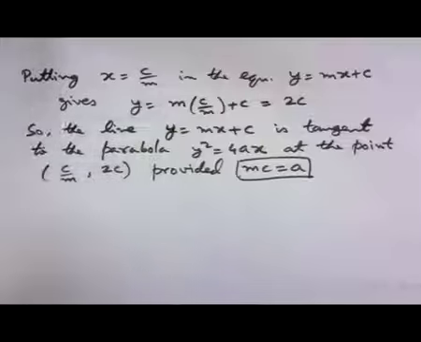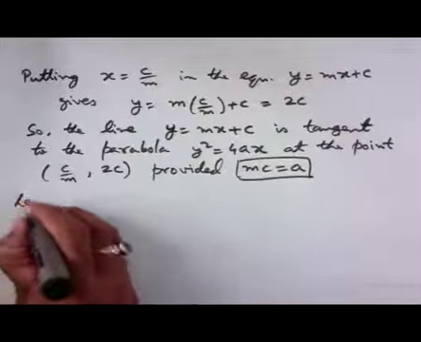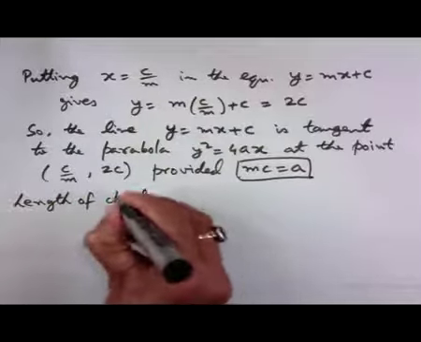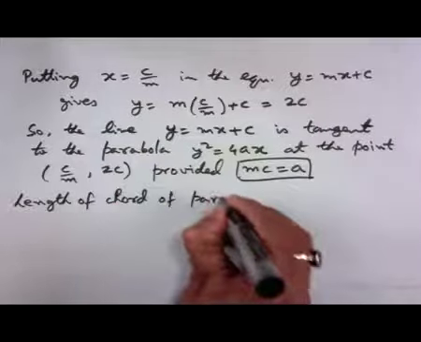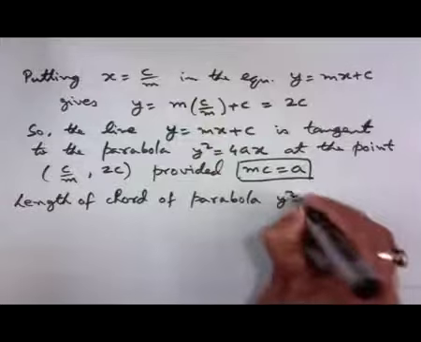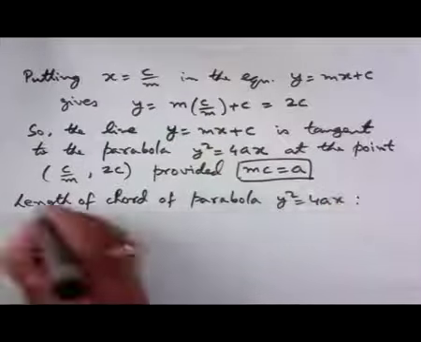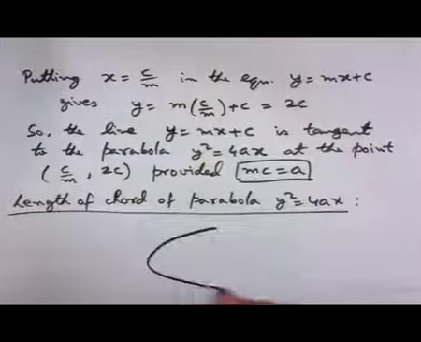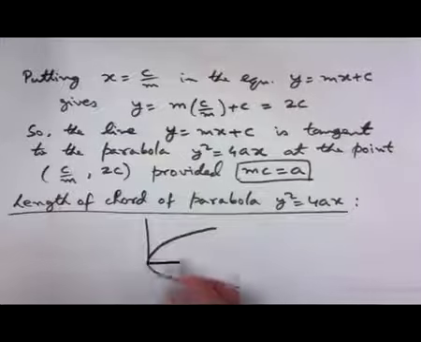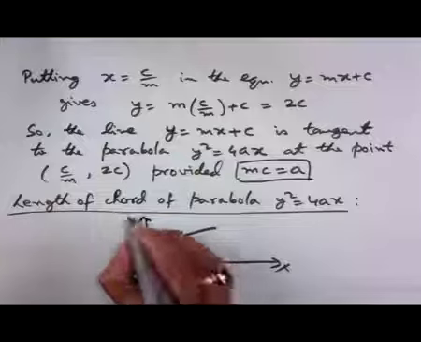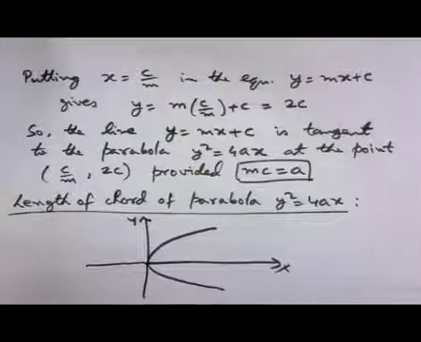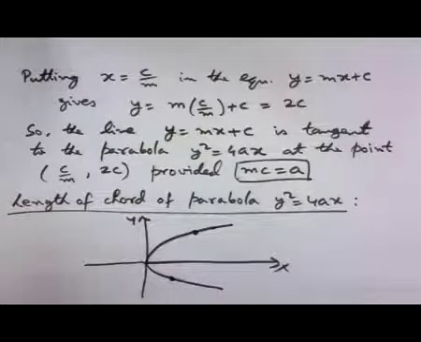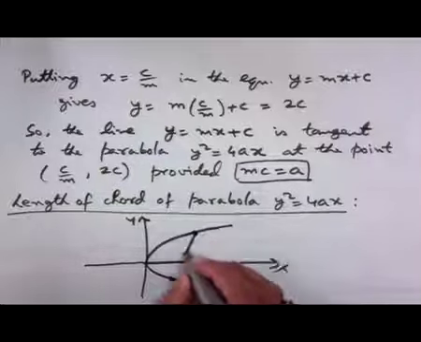Next, let us find the length of the chord. So, the length of a chord of the parabola y square equal to 4 a x. If we have this parabola y square equal to 4 a x, and if we take any 2 points on this parabola, what is the length of this chord PQ?